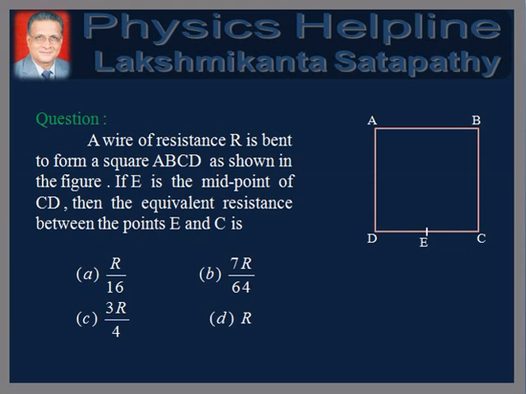A wire of resistance R is bent to form a square ABCD as shown in the figure. If E is the midpoint of CD, then the equivalent resistance between the points E and C is. The options are R by 16, 7R by 64, 3R by 4 and R.